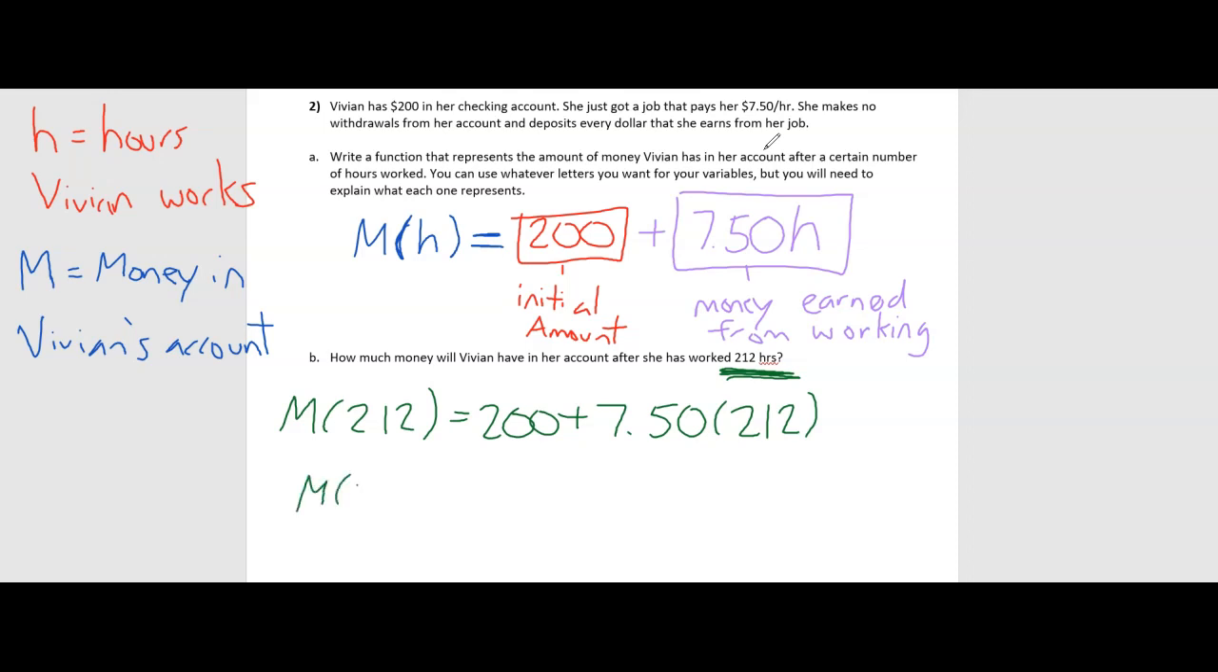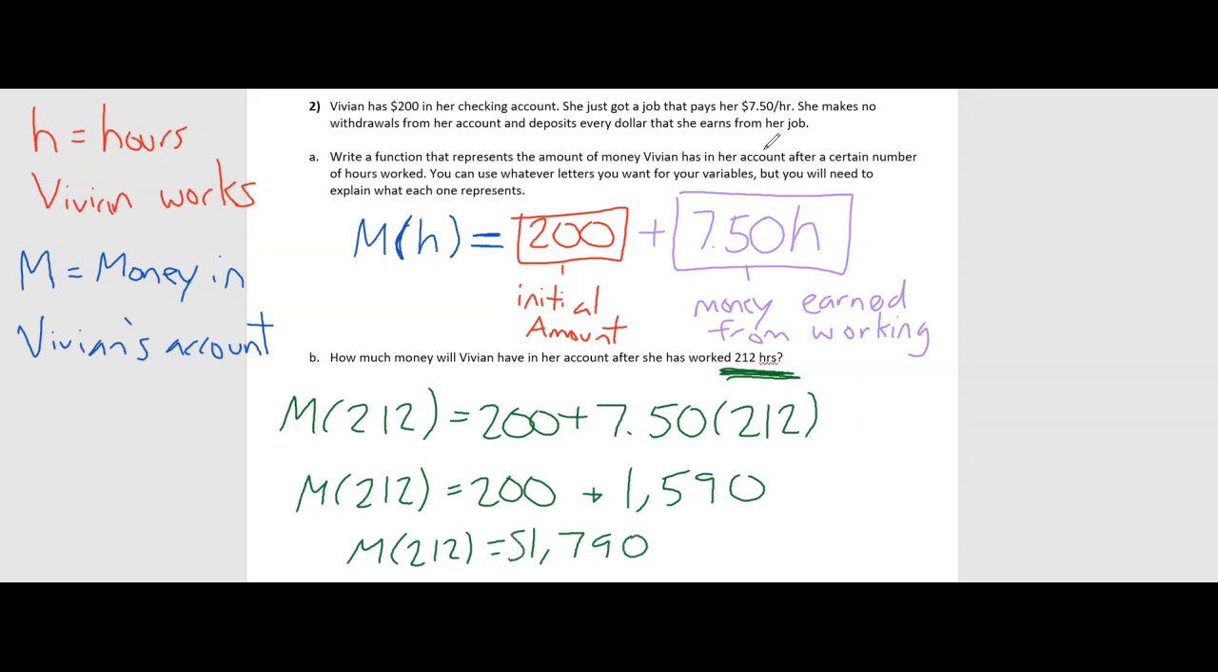I'm going to get m of 212 is equal to 200 plus 1,590. And then I'll add those two together to get 1,790, and that's going to be in dollars.